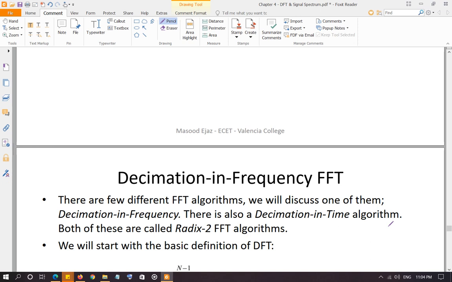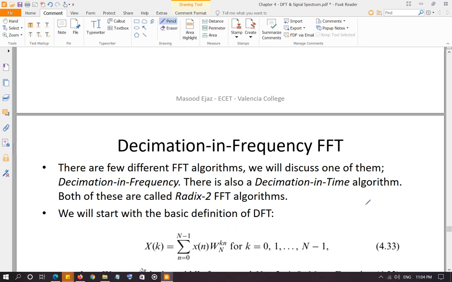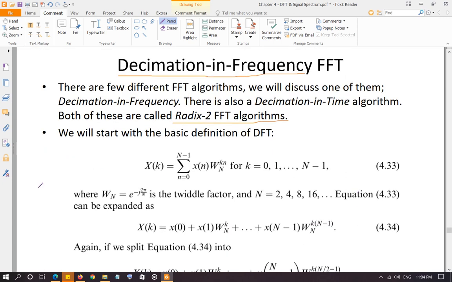What are the things that are involved in that algorithm, and as long as you understand those things, it's good enough for this course. Again, when I give you a voice signal or something else, you will just be using the FFT formula to find the frequency spectrum and to change the frequency spectrum when we use filters and all those things. So decimation in frequency and decimation in time are also called radix 2 FFT algorithms. So I'm going to discuss decimation in frequency.